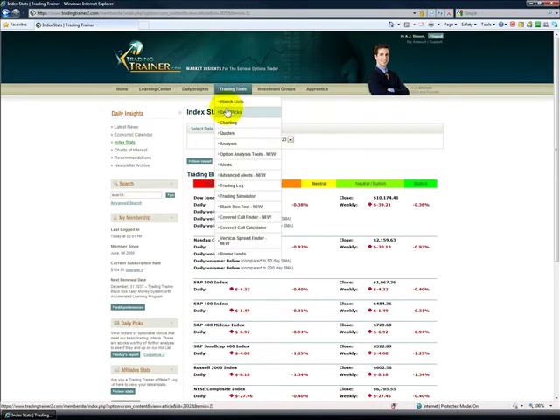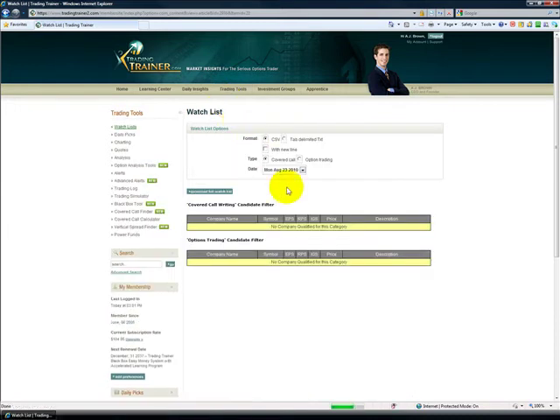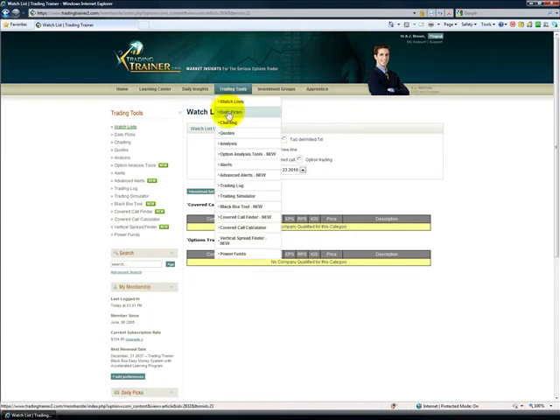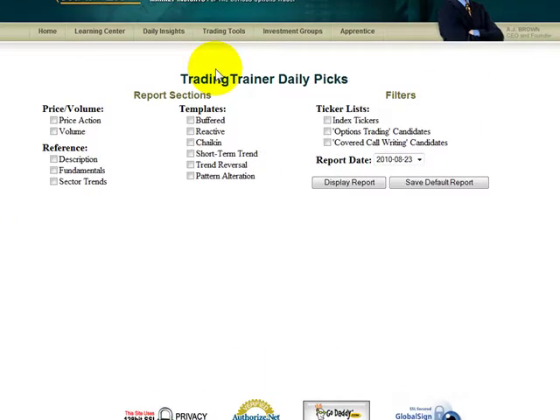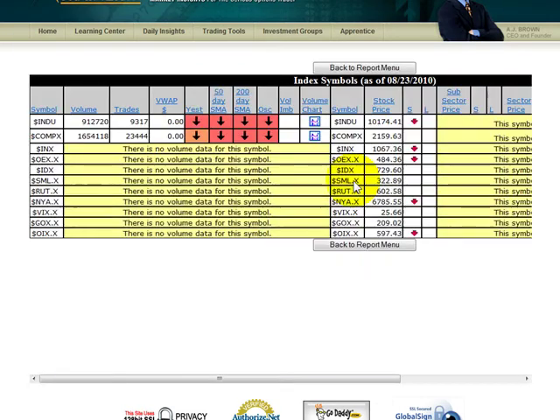Moving on to our watch list, we see that there's no covered call writing candidates or option trading candidates that were identified today. Moving on to our daily picks, you're going to see right here in our daily picks report generation tool that if we want to take a closer look at volume and trends with respect to our indexes, we can do that.